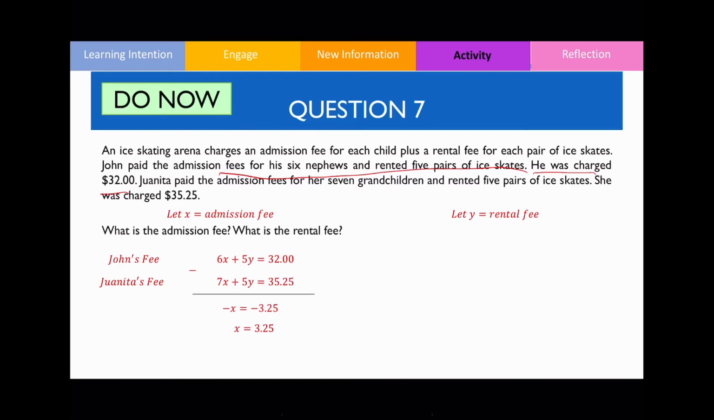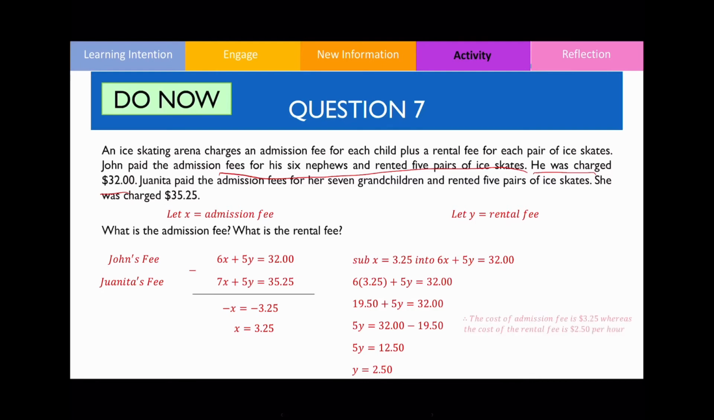To solve for our rental fee, we'll just substitute it back into one of the equations. I've decided to go with the first one. So if you do that, this would give you this equation here. Move the 19.50 to the other side and divide both sides by 5. Hence, you're going to get an answer of $2.50. Therefore, always finish off your answer as a written statement.